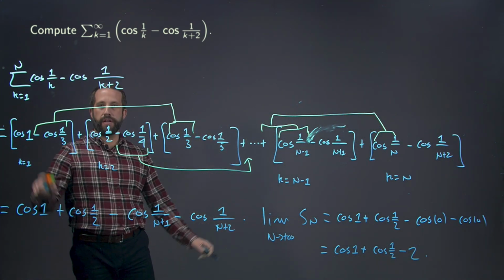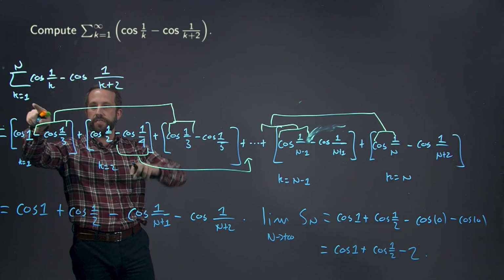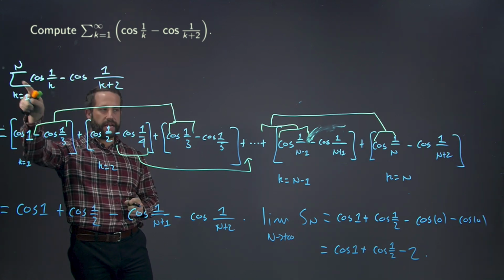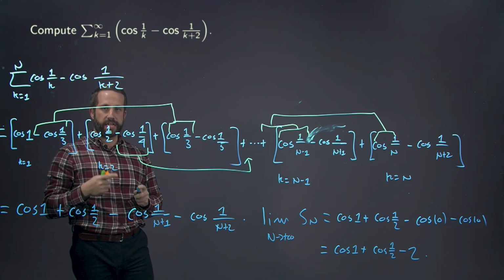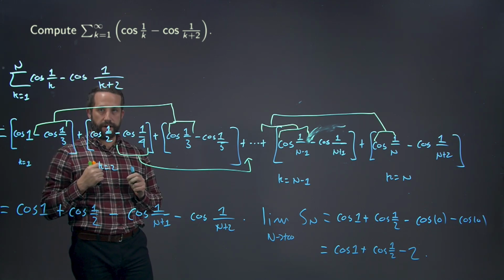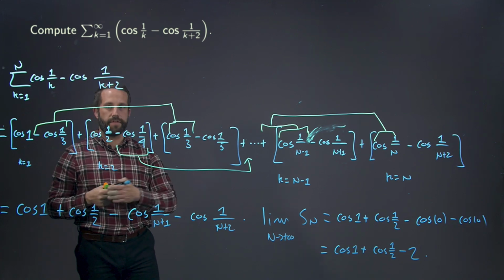And again, we computed it by using the telescoping series and computing the nth partial sum and taking the limit of that as n goes to infinity, because that is the definition of the sum of a series. It's the limit of the partial sums.